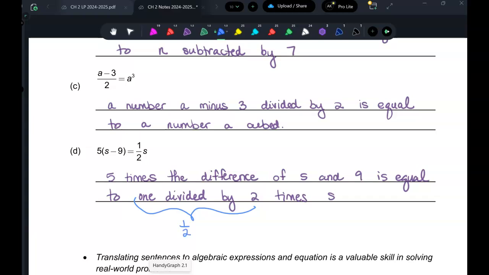Because I wrote 5 times the difference of S and 9 is 1/2 times S. Perfect. Are you recording this for YouTube? So the people in this class that are absent today. So what's that last thing on number C? I mean, letter C. Oh, that's supposed to be cubed. It's got a little. That's cubed.